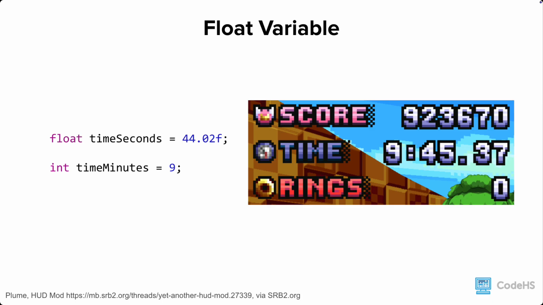In this example, the game's heads-up display uses a float variable to store the seconds and milliseconds of elapsed time during gameplay. The minutes, however, are stored as an integer variable. In the update function, the time minutes variable increases by 1 each time the time seconds variable reaches 60. These 2 pieces of data are then combined with a colon and shown in the heads-up display.